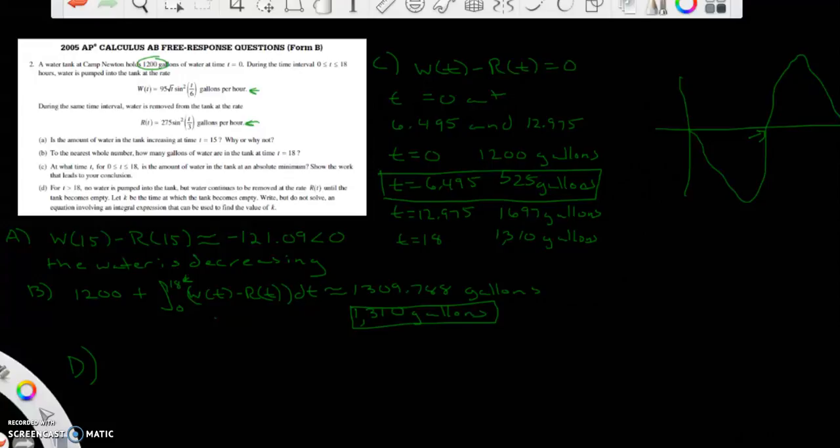of K. Okay, so what's going to be important is this guy right here. This is how much water is in at 18. So we know it's greater than 18. So we got to put 18 down here. We're going to put K up here. And now we know water is being removed. So we're going to do R of t dt. And it has to equal 1,310 gallons. And that should solve everything.